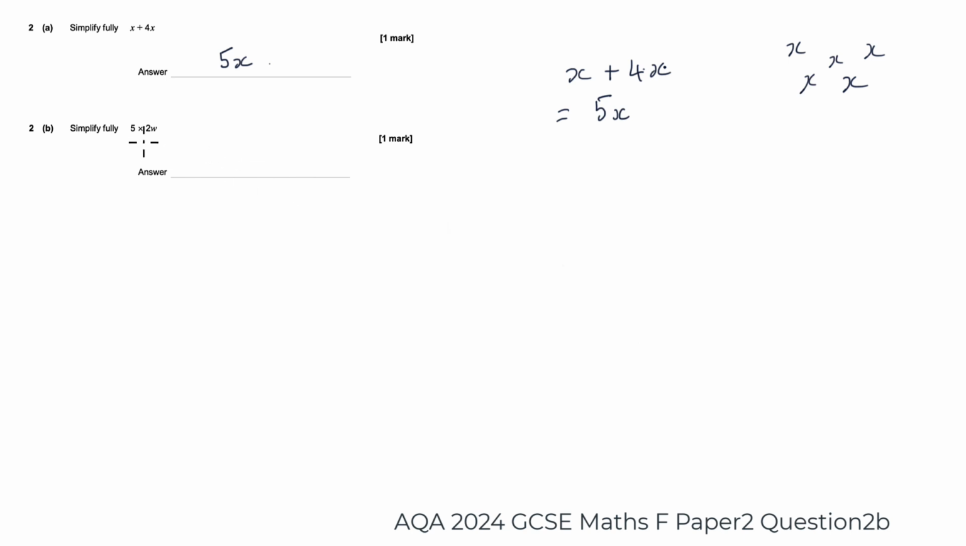And it says simplify fully 5 times 2w. It's like 5 lots of 2w: 1, 2, 3, 4, 5. 2, 4, 6, 8, 10 w's. We're just multiplying the 5 and the 2 together. It's 10 lots of w.